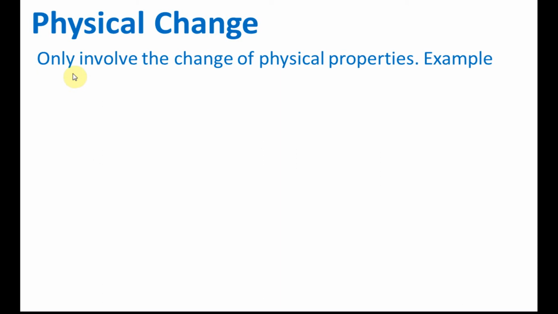A physical change only involves the change of physical properties. For example, physical states: solid to liquid, liquid to gas, or solid to gas. This is called a change of physical state, and this is a physical change. Change of color is considered a physical change. And the last one is change of size. You break something to make it smaller. So this is a change of size, so it's a physical change.